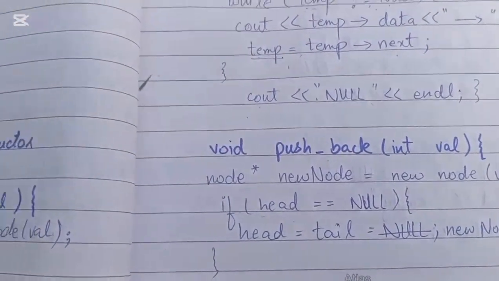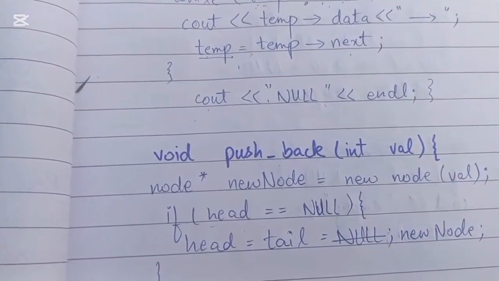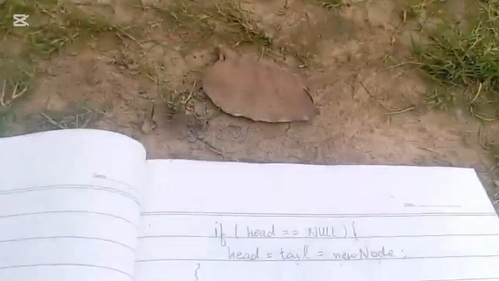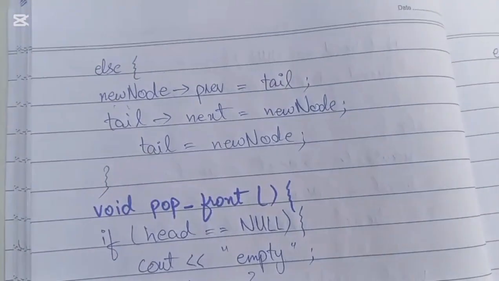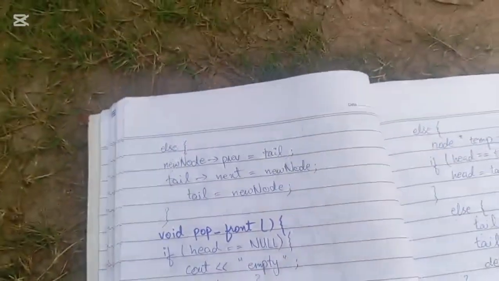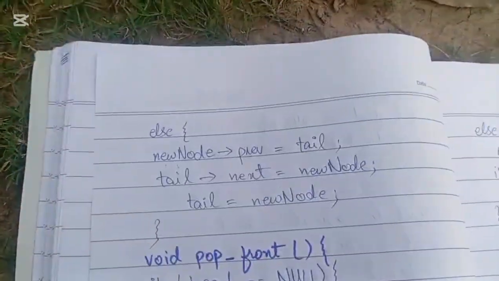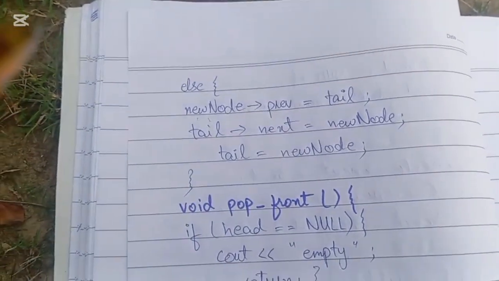So it is the same function: Node new node equals new Node, and if head is equal to null, then head and tail are equal to new node. It is the same as what we used in push front. Otherwise, this condition applies: new node's previous is equal to tail, and tail's next is equal to new node. That's simple.